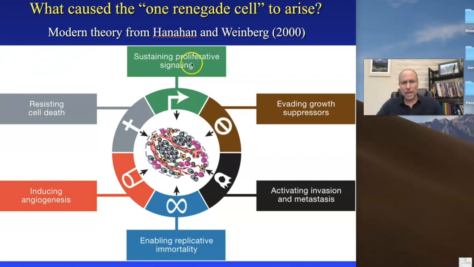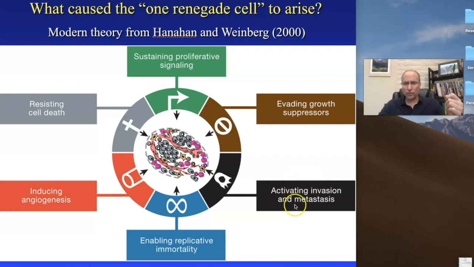Notice sustaining proliferative signaling. Proliferative signaling means a signal that tells a cell to divide. Now we'll get to that here in a moment. You have seen this before, so this connects to something that we've already talked about in the very first unit. Evading growth suppressors. So there are signals coming from the outside environment, and also internally, that is suppressing the proliferation and growth of tumor cells.